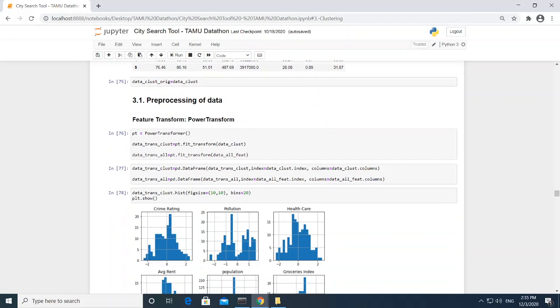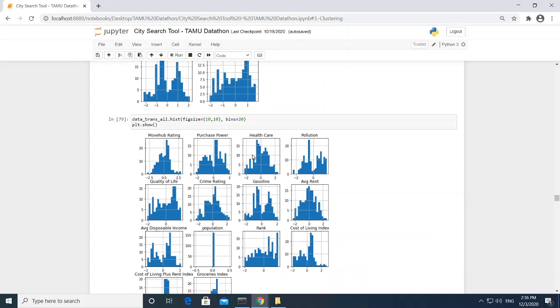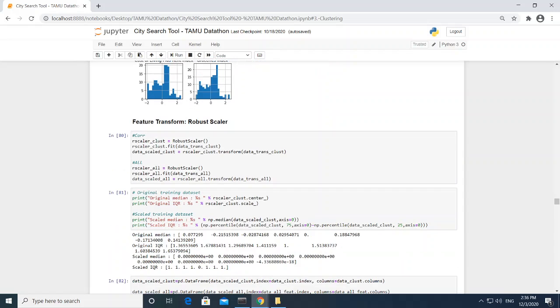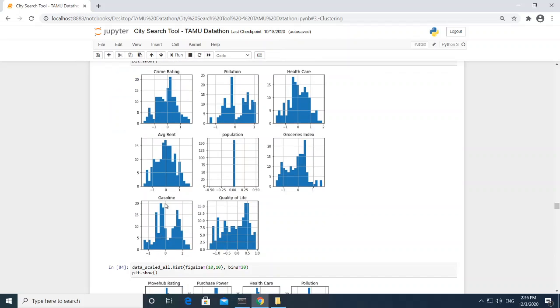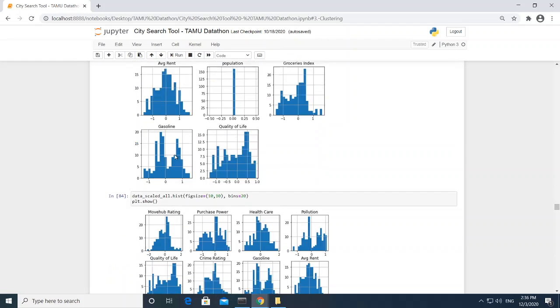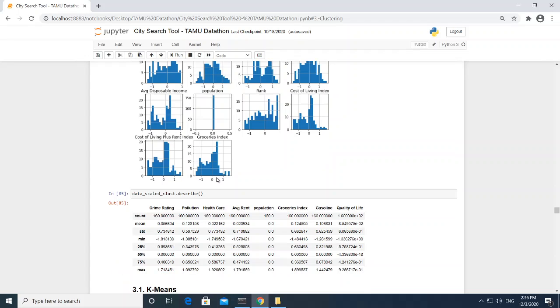We did the pre-processing before doing the clustering. We decided to do some power transformation to obtain a better Gaussian distribution. For this, population was not included, so don't worry about this. Again, this is just after the transformation that we performed. We did robust scaler just to obtain data with the same scale. Again, we didn't choose population.